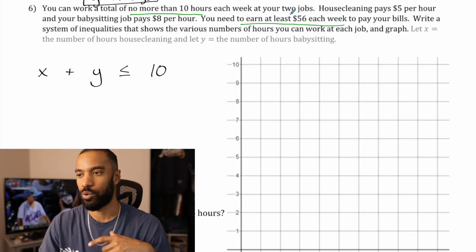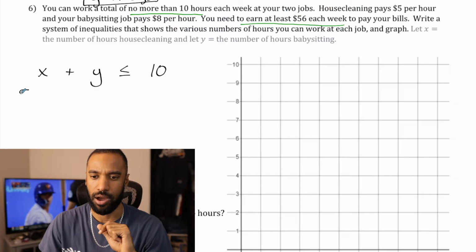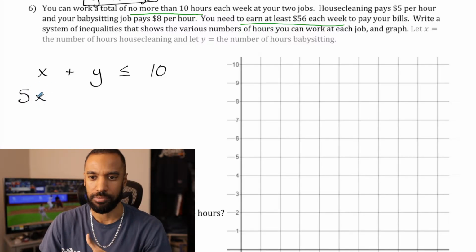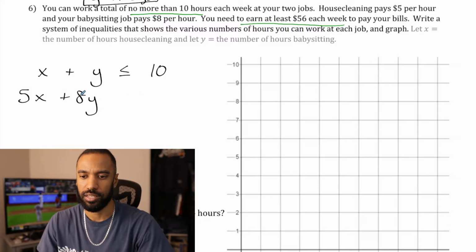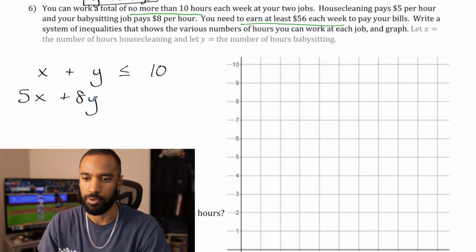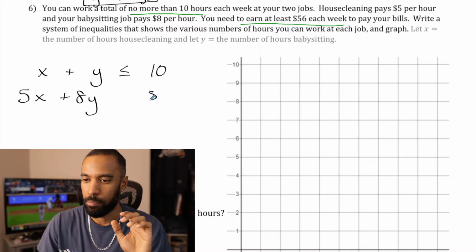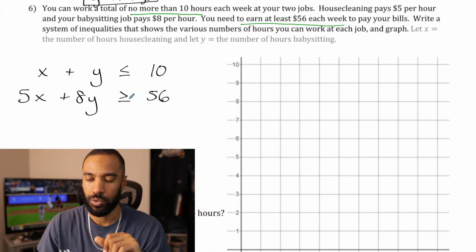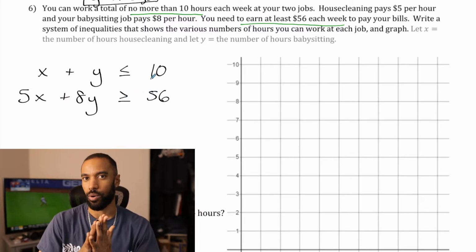Then we'll have another inequality based off the amount of money that we make for both of them. House cleaning pays $5 per hour, so I can make 5x from that, $5 per hour times the number of hours house cleaning. $8 per hour from babysitting, so 8 times y is the amount of money I make babysitting. And I want to make at least $56, more than or equal to. The amount of money I make must exceed or match $56 here. This is our system of inequalities.